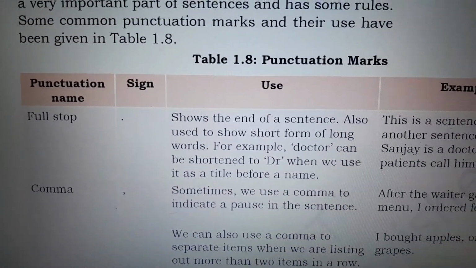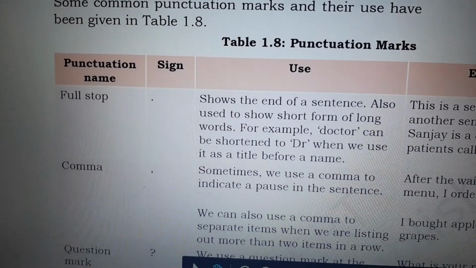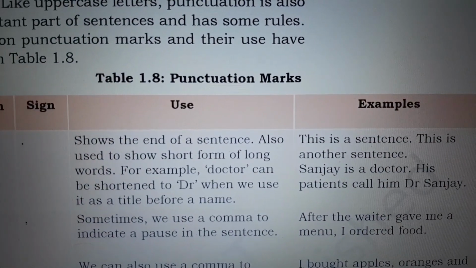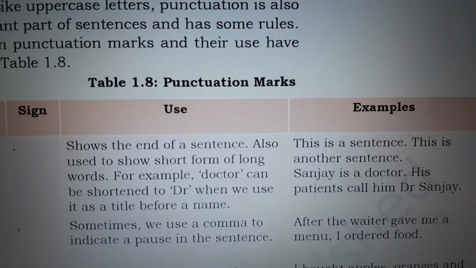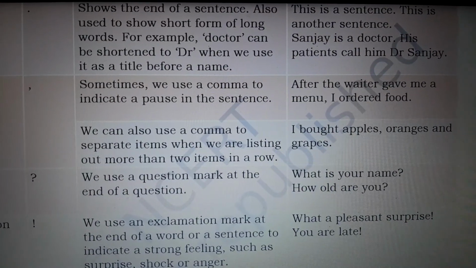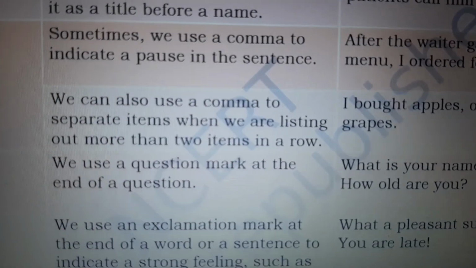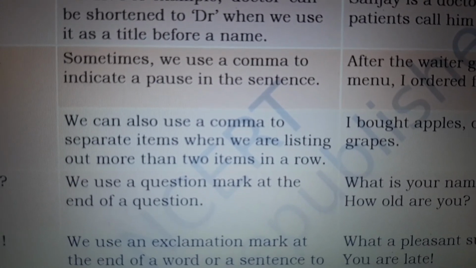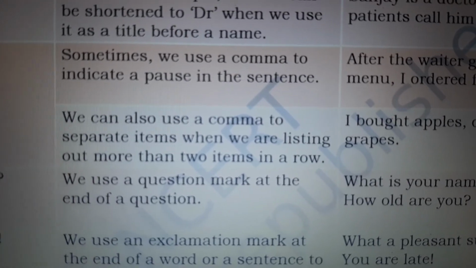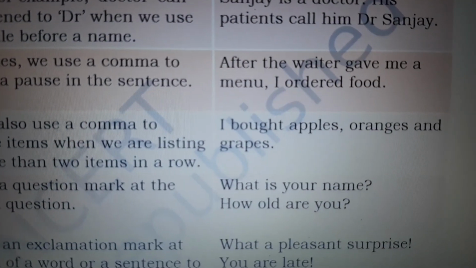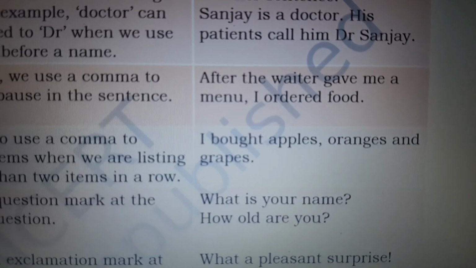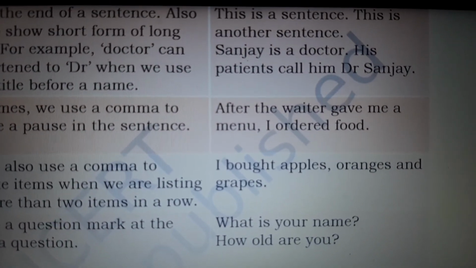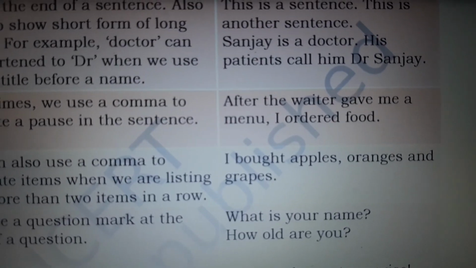Comma. A comma shows a pause in the sentence. For example, after the waiter gave me a menu, I ordered food. The second way, we can also use a comma to separate items when we are listing more than two items in a row. For example, I bought apples, oranges and grapes. So when you are using more than one item in a sentence, you use a comma to separate them.